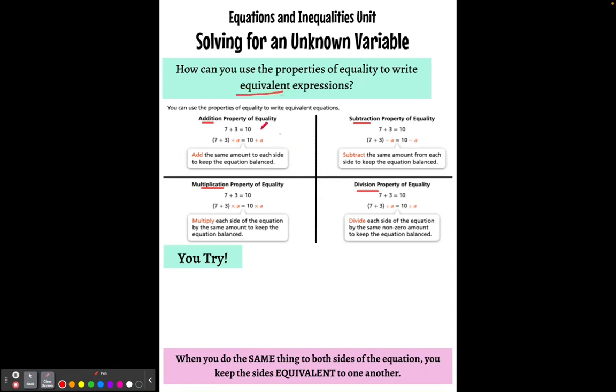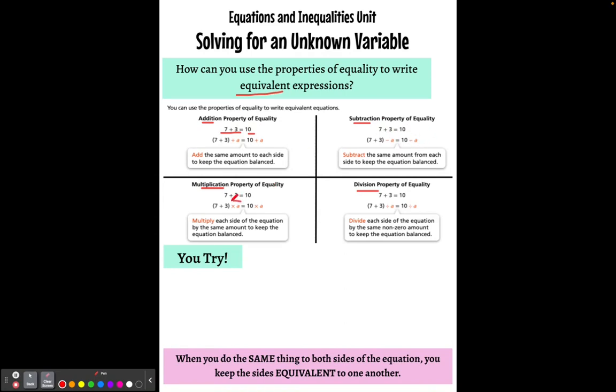Each side is equivalent. So if I start out with 7 plus 3 on one side and 10 on the other, they equal one another. 7 plus 3 is 10. So this is 10 equals 10, right? Well, if I try to mess with this side and say, hey, I want to add a to this side, well, I have to add a to the other side in order to keep them balanced. It's the exact same thing over here. If I decide I want to subtract a certain amount, then I have to subtract that same amount from the other side. Okay.